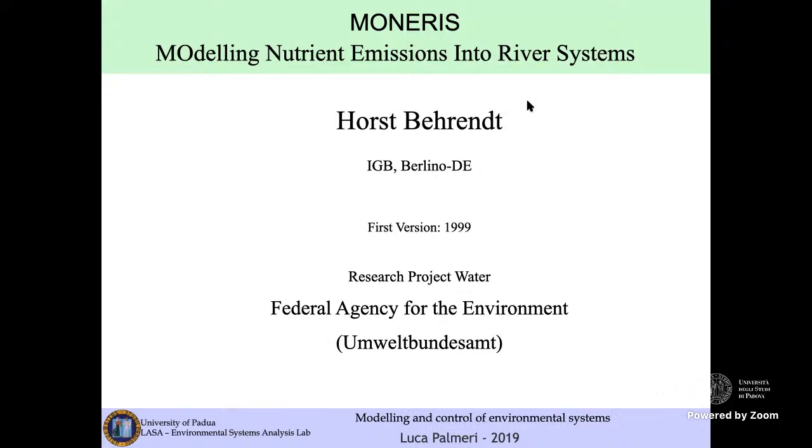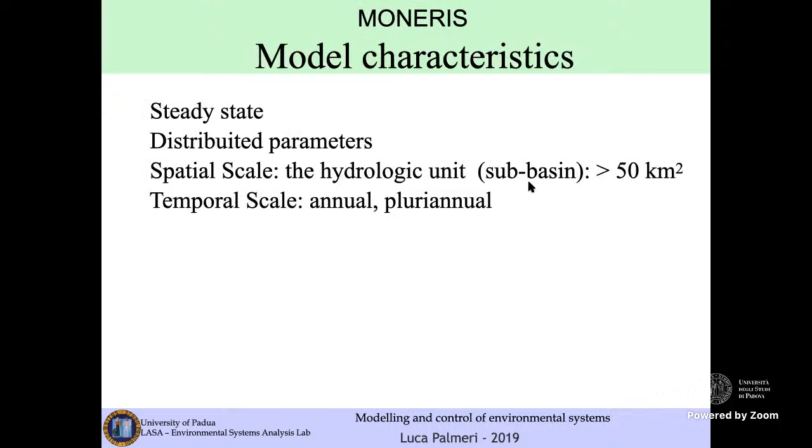MONERIS was developed in the late 90s by Horst Behrendt in Berlin, Germany, and it was built as a support tool for a research project on the quality of water, and it was developed by the Federal Agency for the Environment, the Umweltbundesamt, which means environment. What are the characteristics of this model?